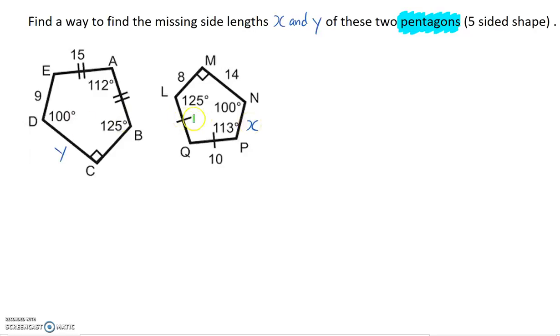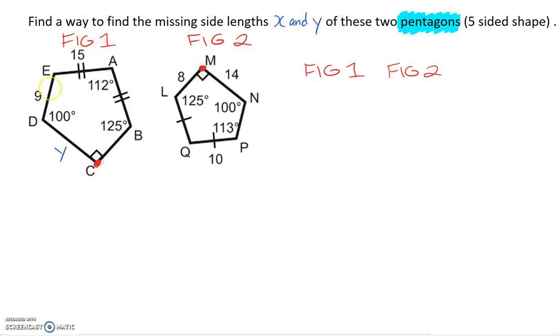Since these two shapes are proportional, we have to do our prep work by making sure we know what sides are proportional to what sides. And to do that, I'm going to focus on this right angle, this 90-degree angle. So what I'm going to do is focus on this point, and it'll be the same point on the other figure.